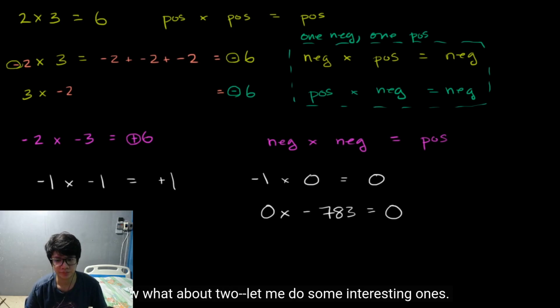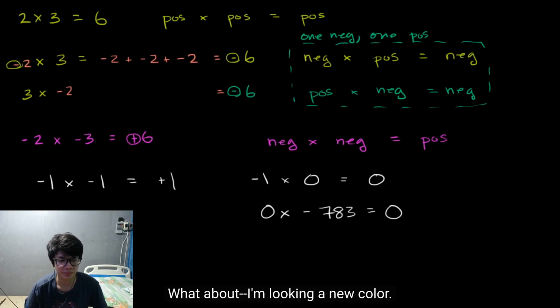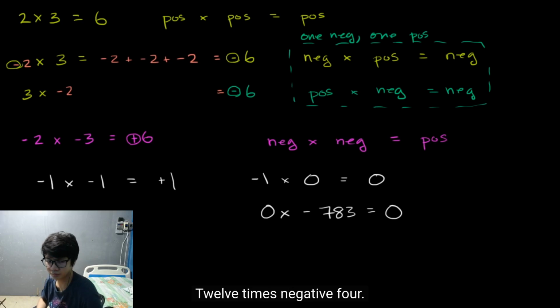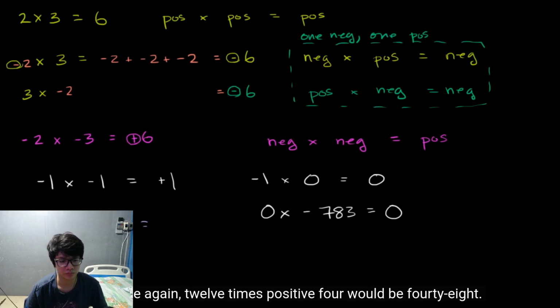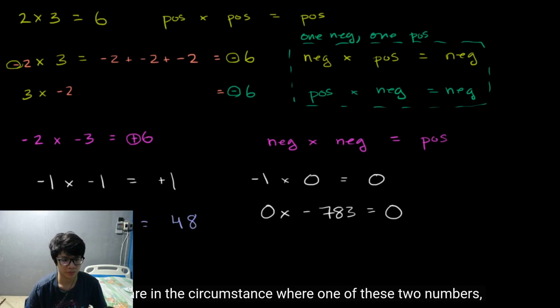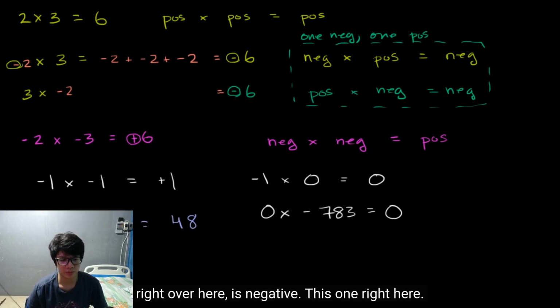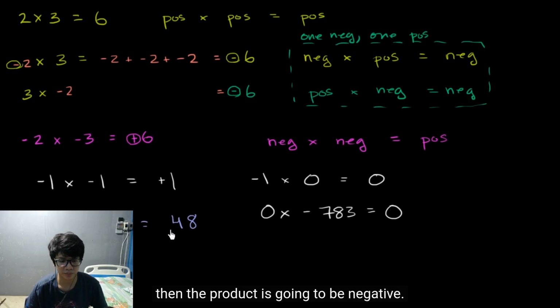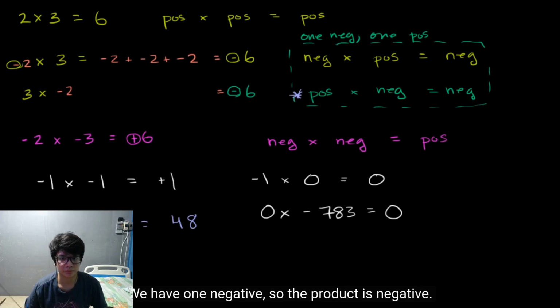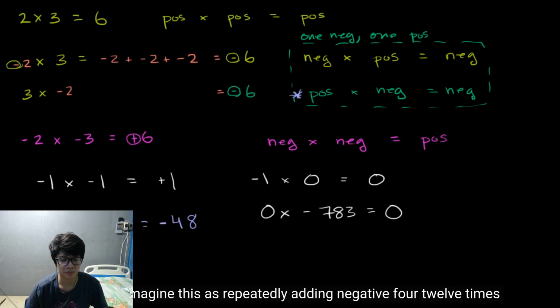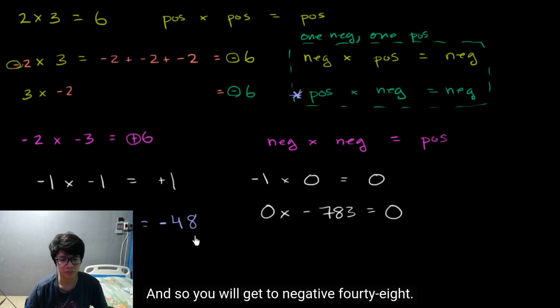Now let me do some interesting ones. What about, I'll pick a new color, 12 times negative 4? Well, once again, 12 times positive 4 would be 48. And we're in the circumstance where one of these two numbers is negative, this one right over here. If exactly one of the two numbers is negative, then the product is going to be negative. We have one negative, so the product is negative 48. You can imagine this as repeatedly adding negative 4, 12 times, and so you would get to negative 48.